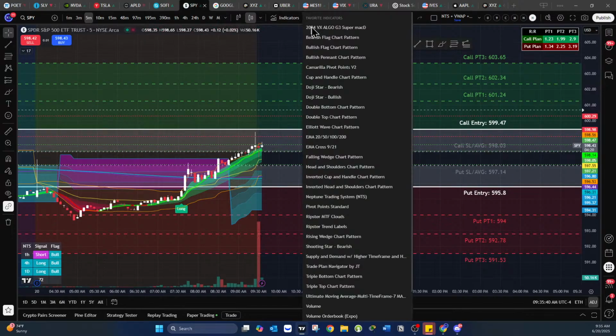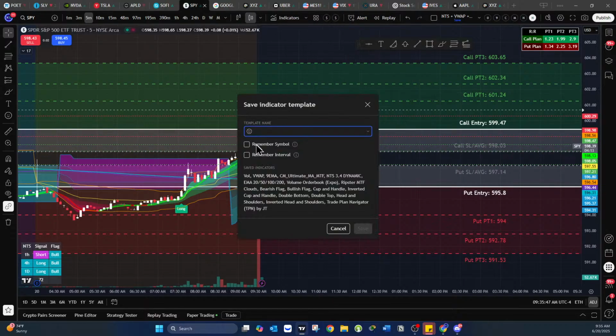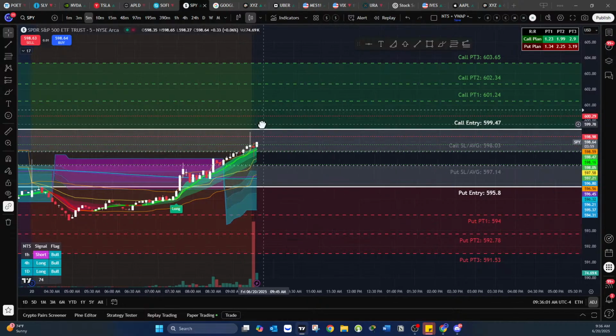All right, so I'm going to save this trade plan. Save indicator template. We're going to remember this: SPY plan. All right, so here's my SPY plan saved.